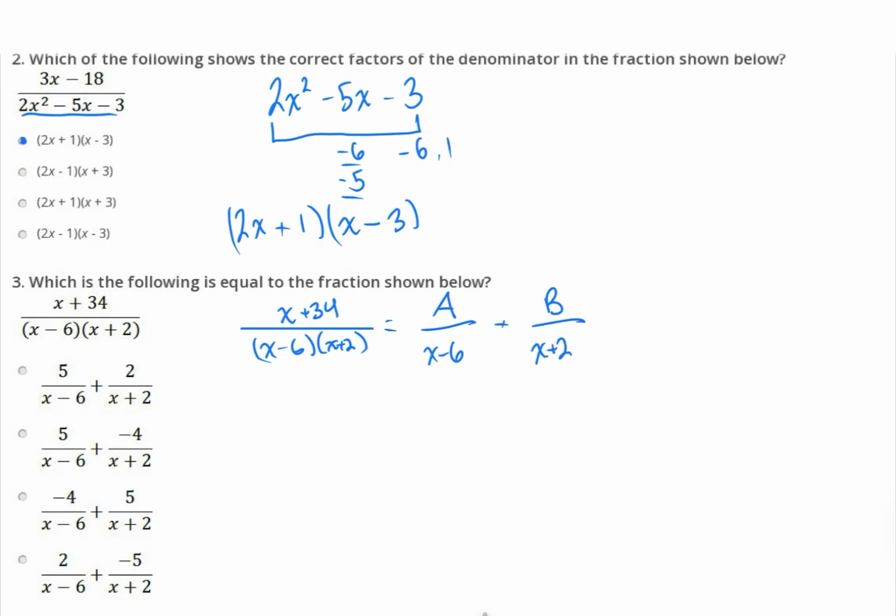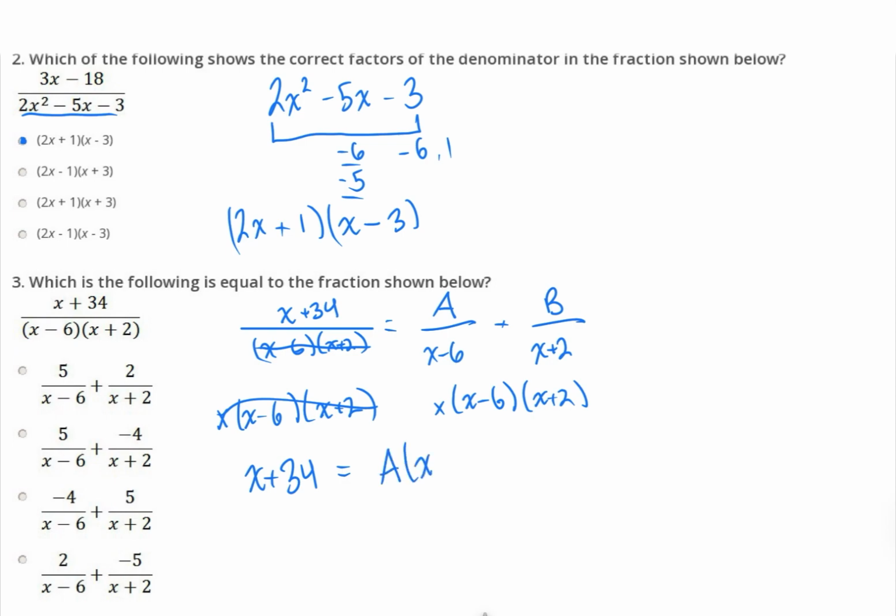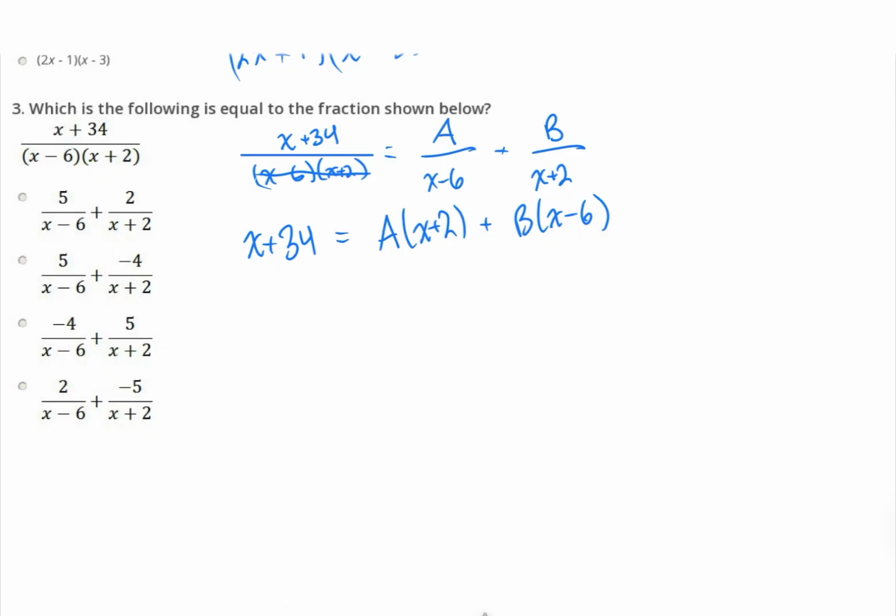Now we have to solve for a and b, but before we do that, let's get rid of these denominators. We can do it by multiplying both sides by x minus 6 times x plus 2. These cancel out completely on the right side, giving us x plus 34. On the left side, the first term becomes a of x plus 2, and the second term is b of x minus 6. To solve for a and b, we can plug in specific values for x.